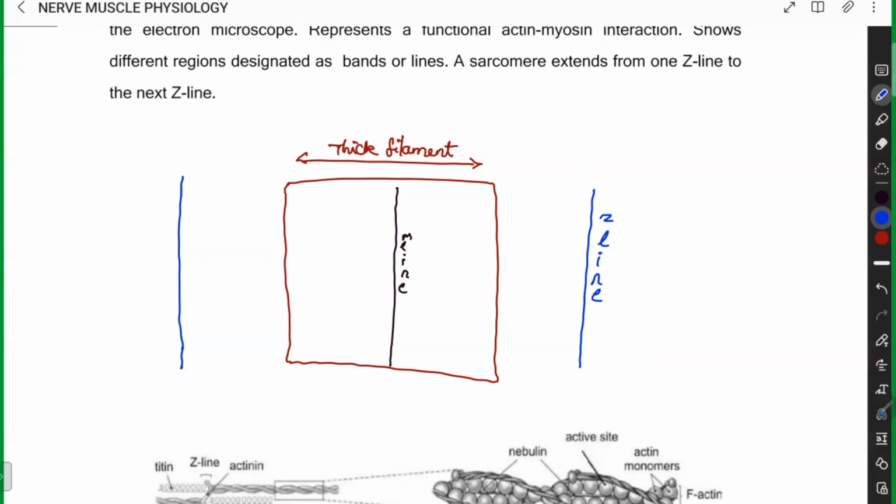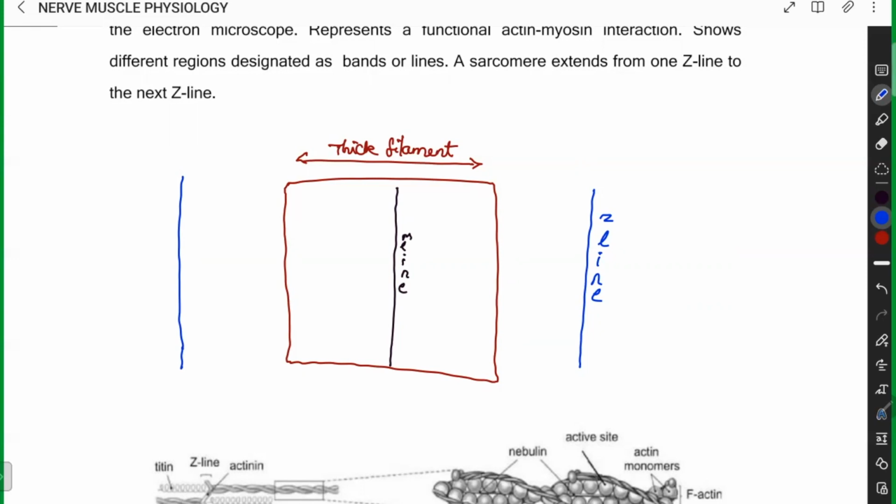The zone where there is only a thick filament, you call it the H zone. So the region within the A band where there is only thick filament is called the H zone.